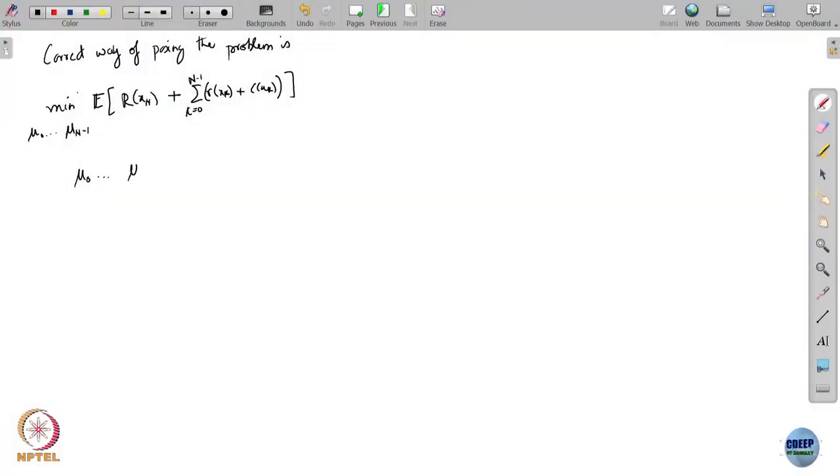So, this mu 0 to mu n minus 1 that I have written here is what is called a policy, and it is often denoted by pi. Let me mention one more point: the distinction between taking a particular action, which is the amount of stock to be ordered, versus planning for every possible level of stock. The distinction between these two is what we call in stochastic control and in games the distinction between actions and strategy.